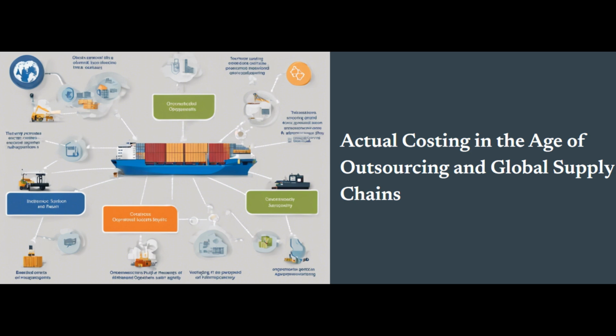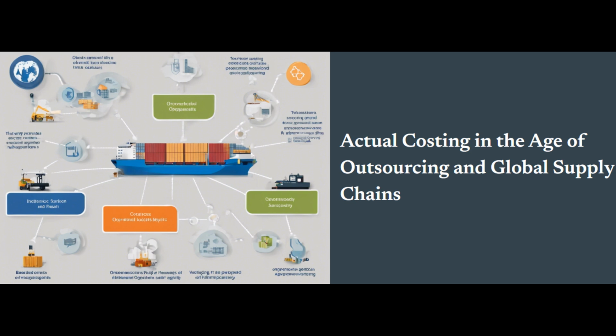The company decided to implement a comprehensive actual costing system to gain greater visibility and control over its global operations. By establishing robust data collection processes and integrating actual costing data with its supply chain management and ERP systems, ABC Manufacturing was able to achieve several key benefits.